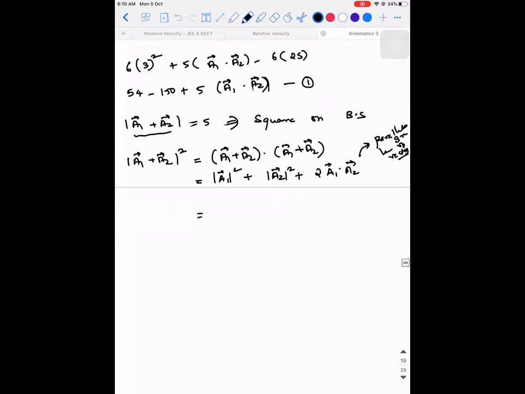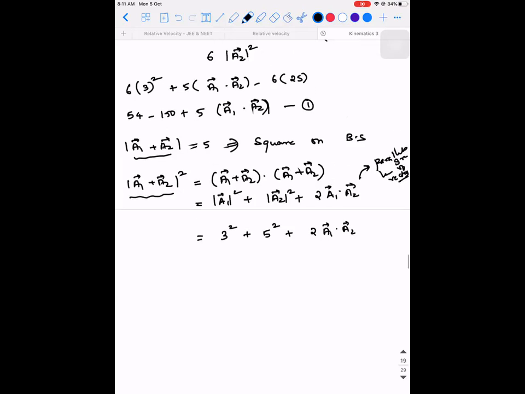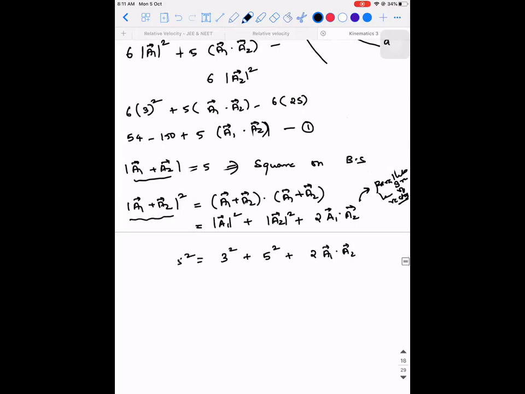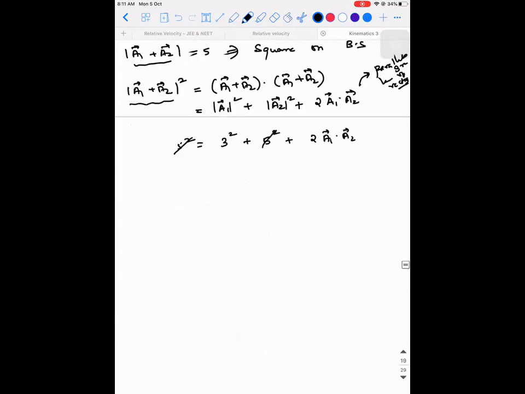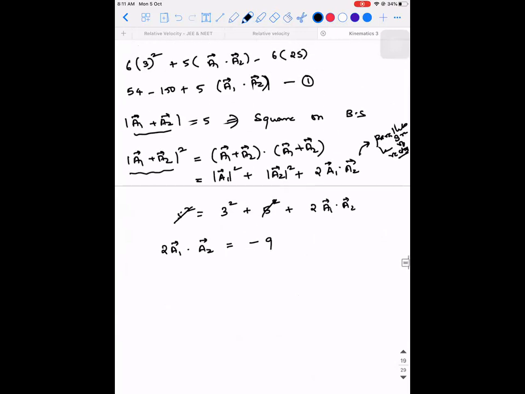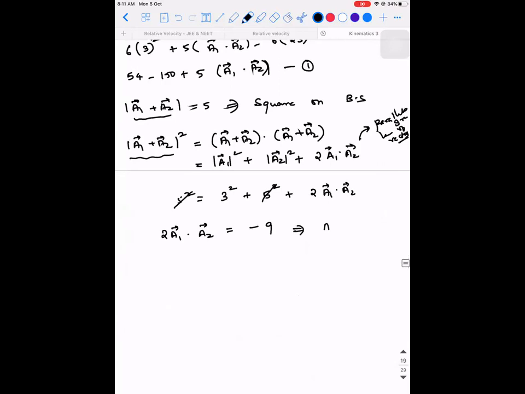Magnitude of a1 vector is 3 square. Magnitude of a2 is 5, so 5 square plus 2 times a1 vector dot a2 vector. But what is magnitude of a1 vector plus a2 vector the whole square? That is nothing but 5 square, because they have given it as 5. So 5 square and 5 square is gone. So 2 times a1 vector dot a2 vector is equal to -9, which implies a1 vector dot a2 vector will be equal to -9/2. Let this be equation number 2.